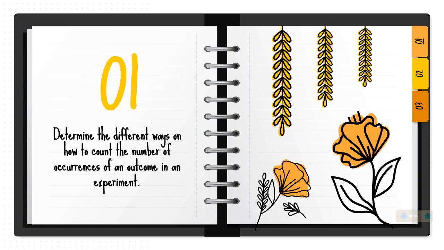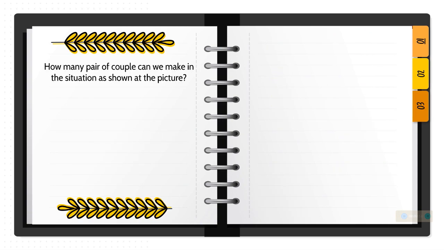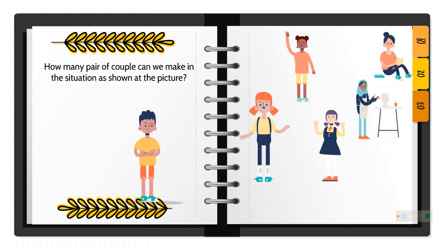Let's have the first objective. Let's focus first on this. We are going to determine the different ways on how to count the number of occurrences. I have here the question: how many pairs of couples can we make in the situation as shown in the picture? So we have here the picture. How many pairs of couples can you make? What do you think?